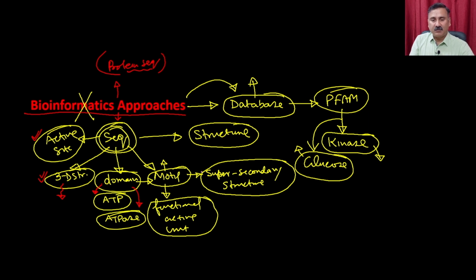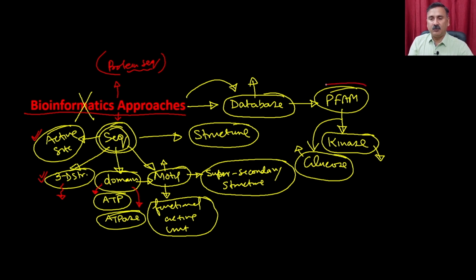You can calculate the super secondary structures and so on. Taking these into account, you can calculate the different types of properties of this particular sequence. You can identify the active site, and you can visualize the active site in three-dimensional structures. You can identify the different types of domains, motifs, and all that. Apart from that, you can take this sequence and put it into the database.